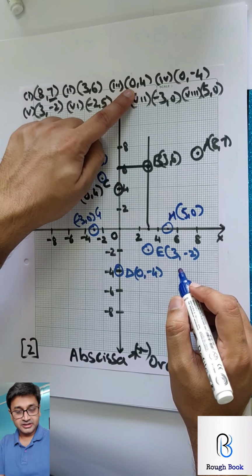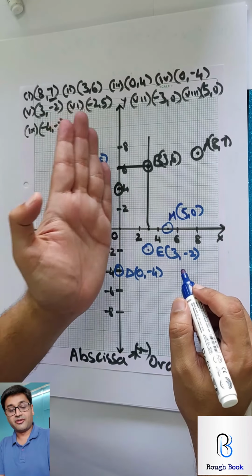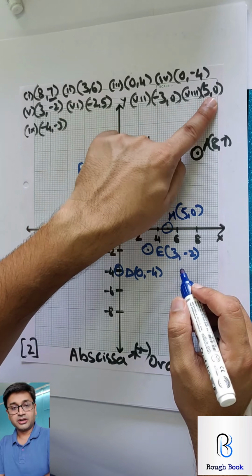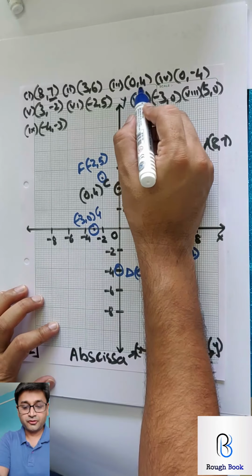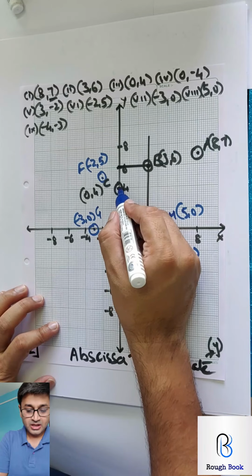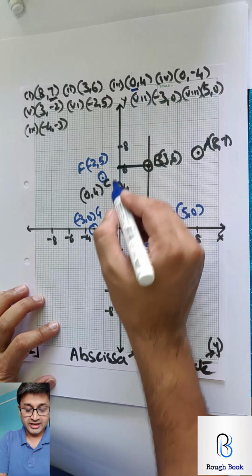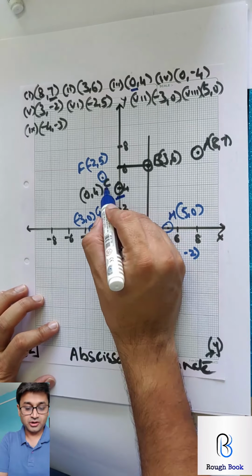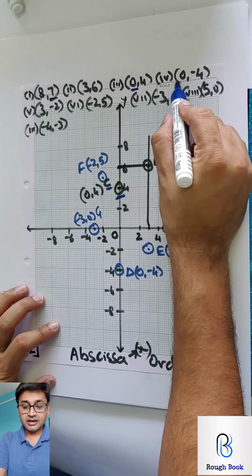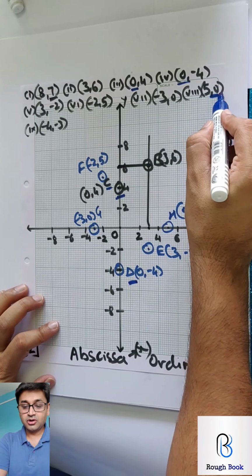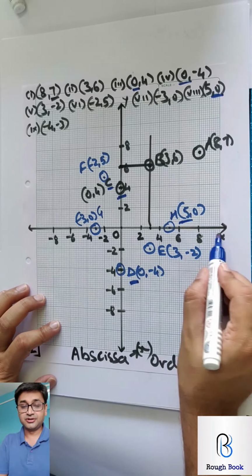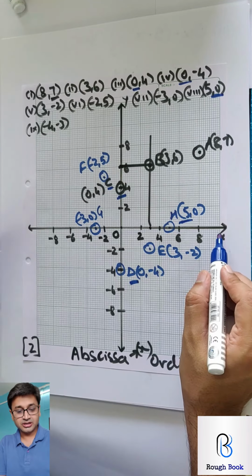If the x coordinate is 0, then the point will lie on the y axis. If the y coordinate is 0, the point will lie on the x axis. For example, 0, 4. Can you see x is 0? So it lies on the y axis right over here. That is your point C. Again, x is 0, so it lies on the y axis. Now y is 0, so it lies on the x axis. Can you see that? Is that differentiation clear?